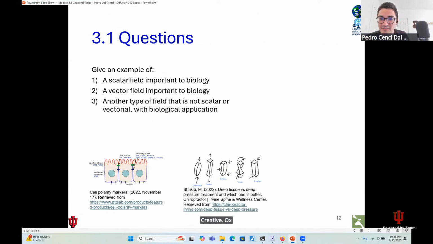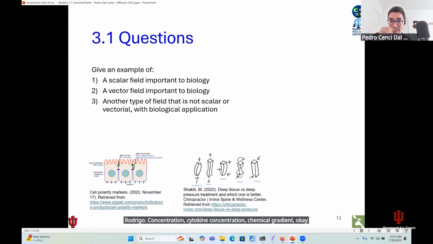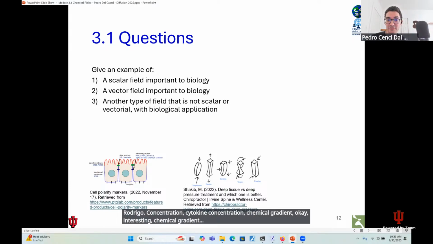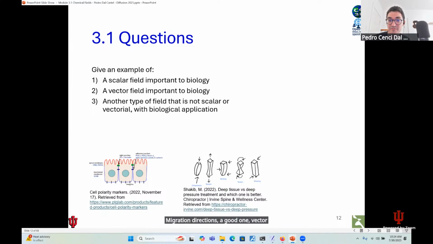Oxygen concentration, Rodrigo, for scalar field, okay? Rodrigo. Concentration, cytokine concentration, chemical gradient. Okay, interesting. Chemical gradient is an example of a vector field. Migration direction is a good one. Vector field. Electric field is a vector. Growth factor. Okay. What about a field that is not scalar or vectorial with biological application?